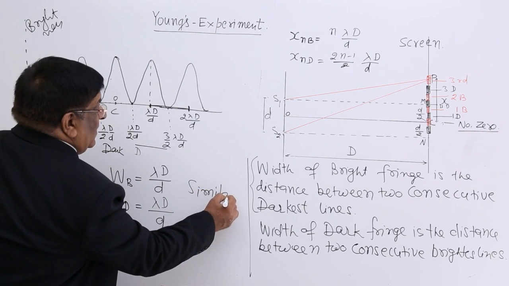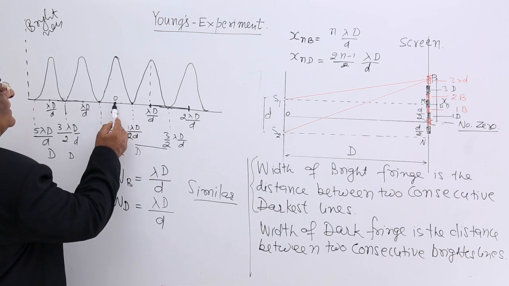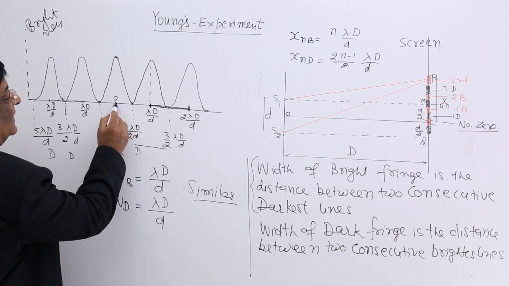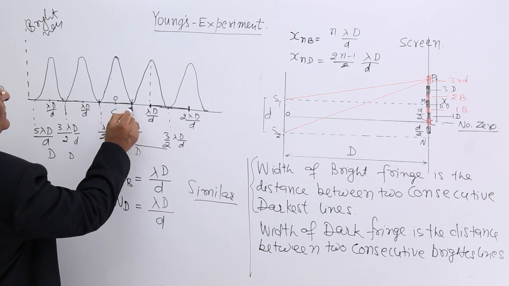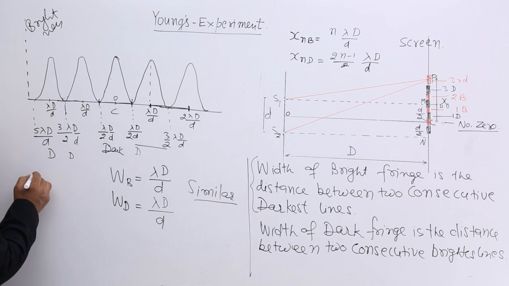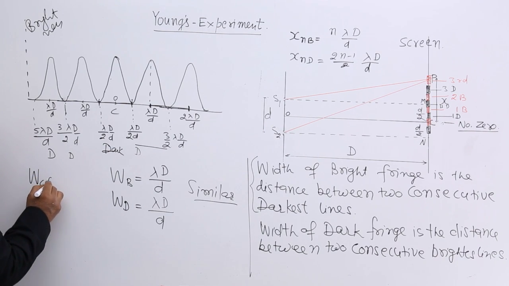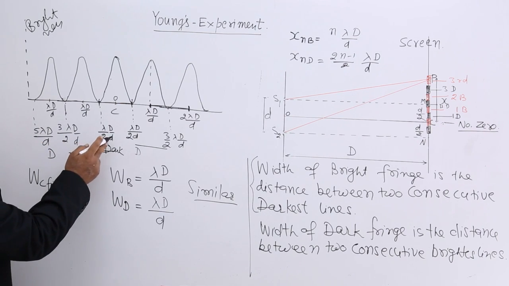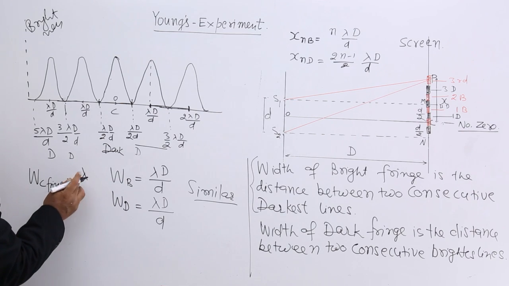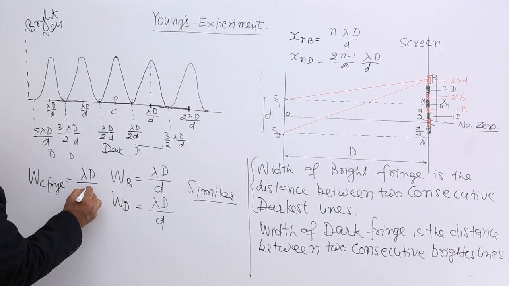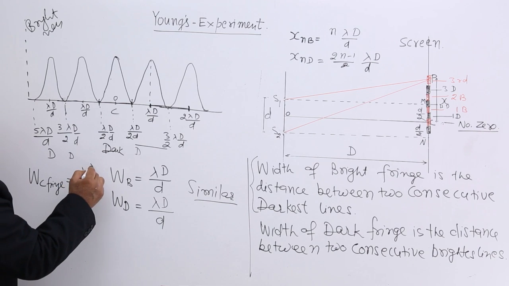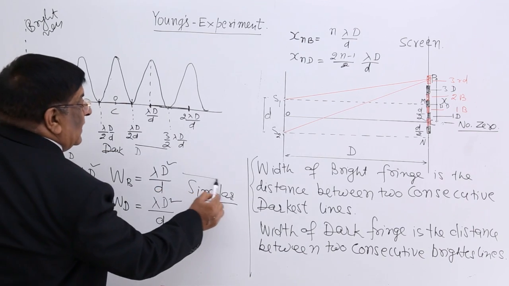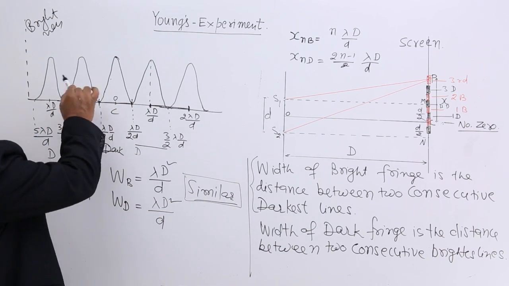Okay. What is the width of the central bright fringe? Central bright fringe, half lambda here, half lambda here. So what is this width? That is again 1 lambda. Width of the central fringe is half lambda multiplied by 2, that is lambda D by d. So we find whether it is the central fringe, dark fringe, or bright fringe, all have similar width in interference fringes.